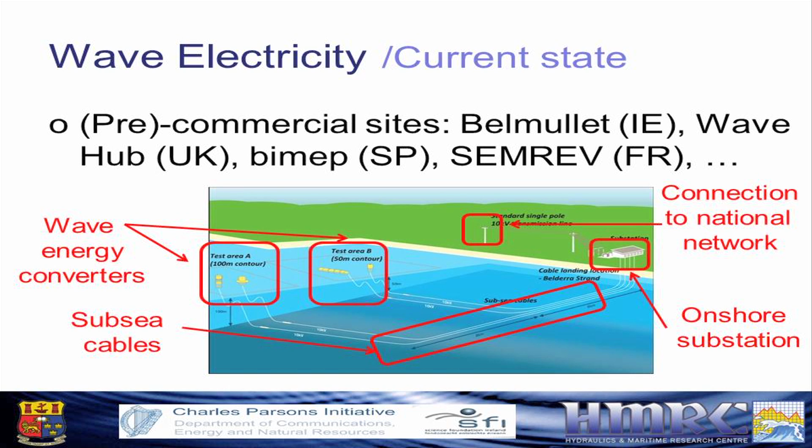So first here you see the wave energy converters. There are just 4 of them, but they're just for making the sketch simple. There would be much more of them. Then those wave energy converters are connected to the shore via subsea cables. And then on the shore, you would find an onshore substation to step the voltage up so that the wave farm could be connected to the national network.